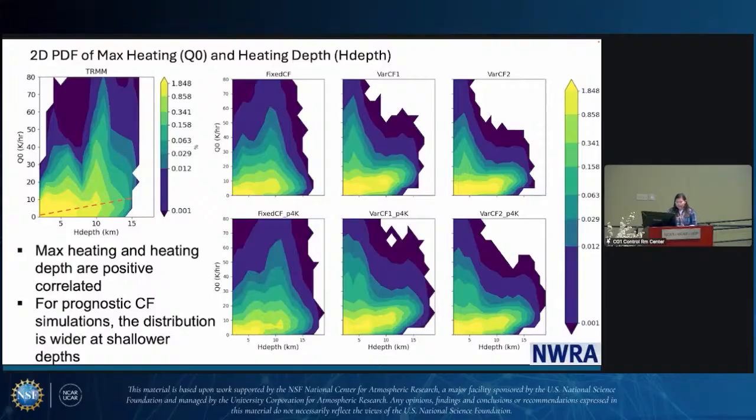And for the prognostic convective fraction simulations, the distribution shows a wider range at lower, shallower heating depths. And that means this region has a wider distribution.